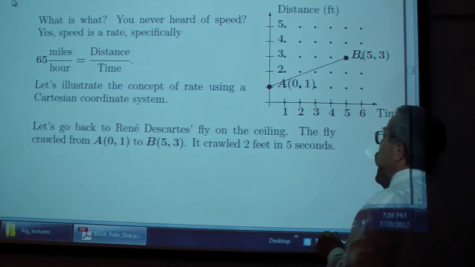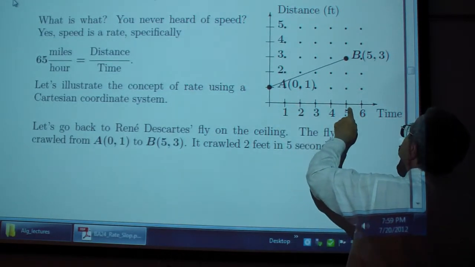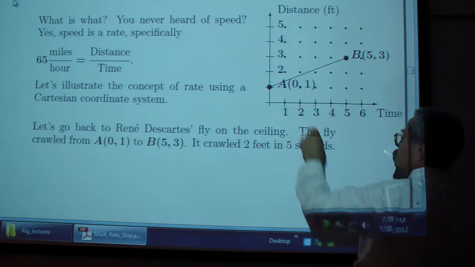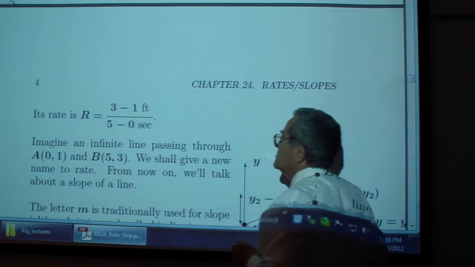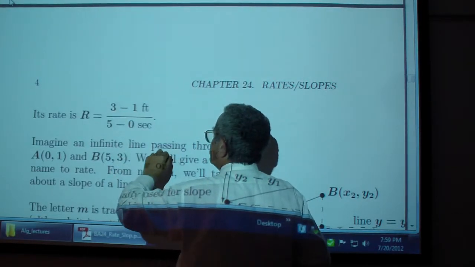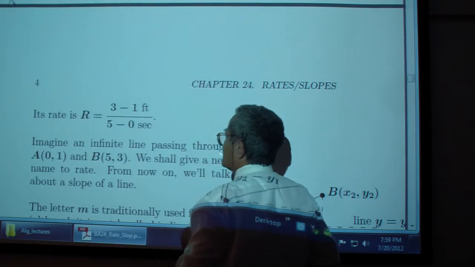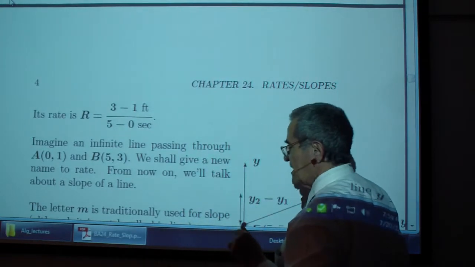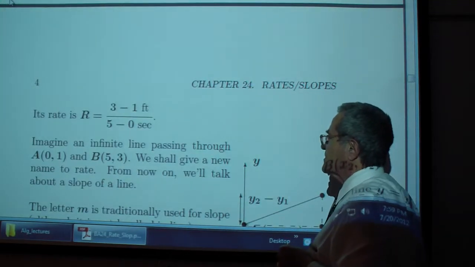It crawled 2 feet in 5 seconds. Okay, 2 feet in 5 seconds. Its rate is 3 minus 1 feet, that's 2 feet, over 5 minus 0, which is 5 seconds. That's the rate. The change of y over the change in x.